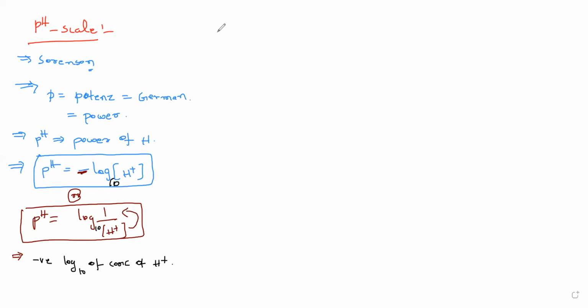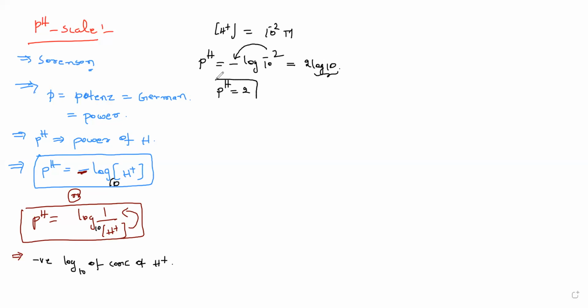But based on this, suppose the concentration of H plus is given in a problem as 10 to the power of minus 2. Then how to write the pH? Minus log 10 to the power of minus 2. Then this minus 2 will come in front, that is, minus minus 2 log 10. So 2 log 10. Log 10 is nothing but 1. That's why pH is equal to 2 for the given solution. So this is a way to calculate the pH of a given solution.